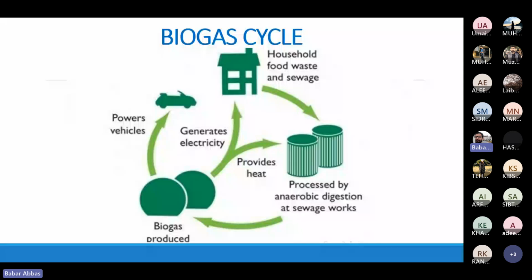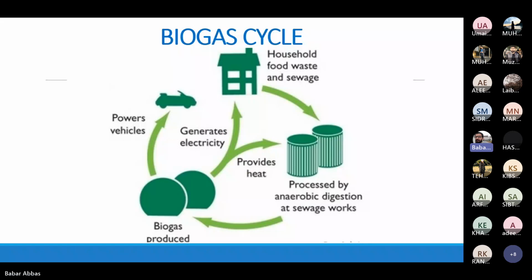For example, we can power our vehicles with the same gas. We can generate electricity from that gas, and later on, this electricity can be utilized to light up our homes. The biogas can also provide the heat for the anaerobic digestion, which needs elevated temperature to process further and to generate further biogas from the waste.